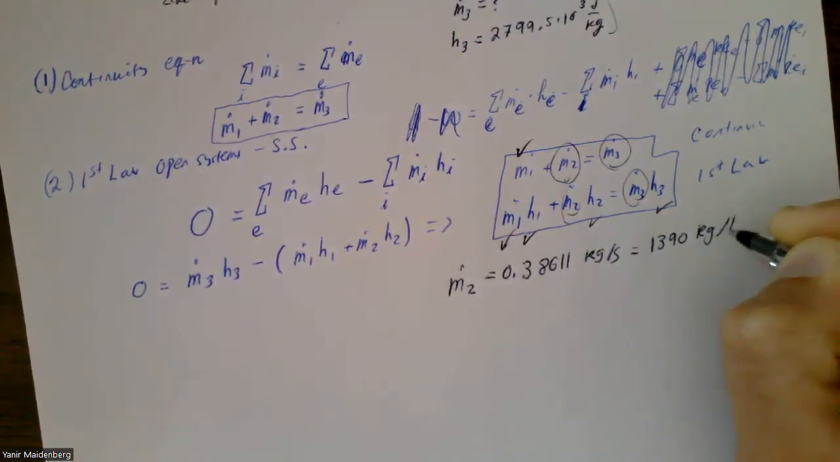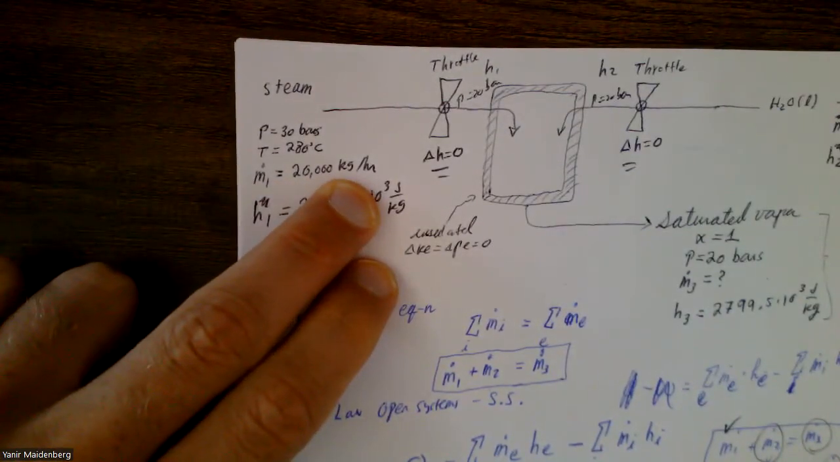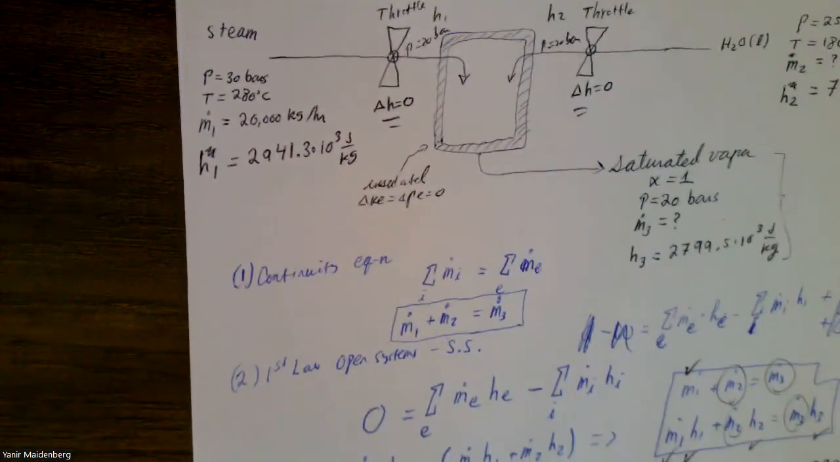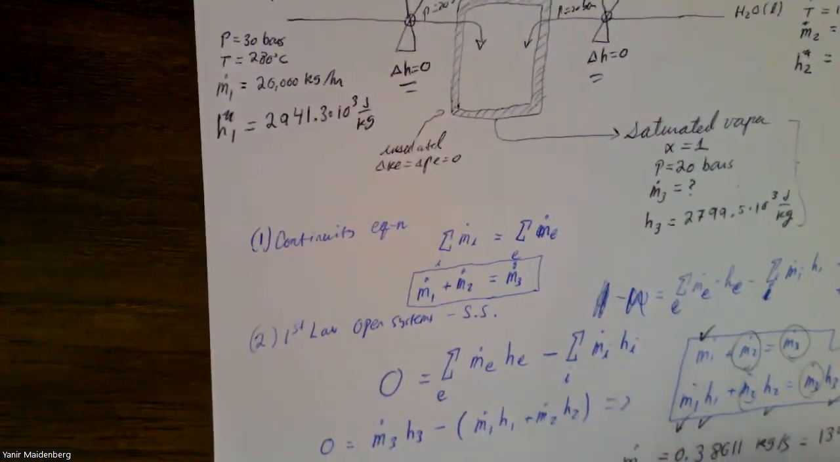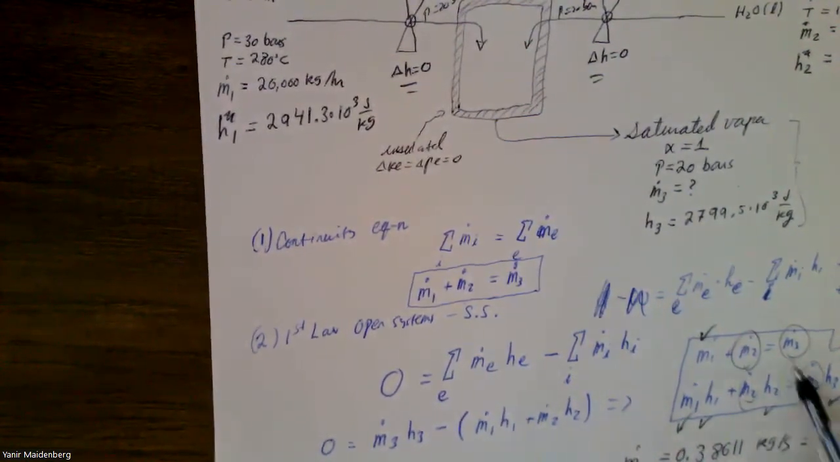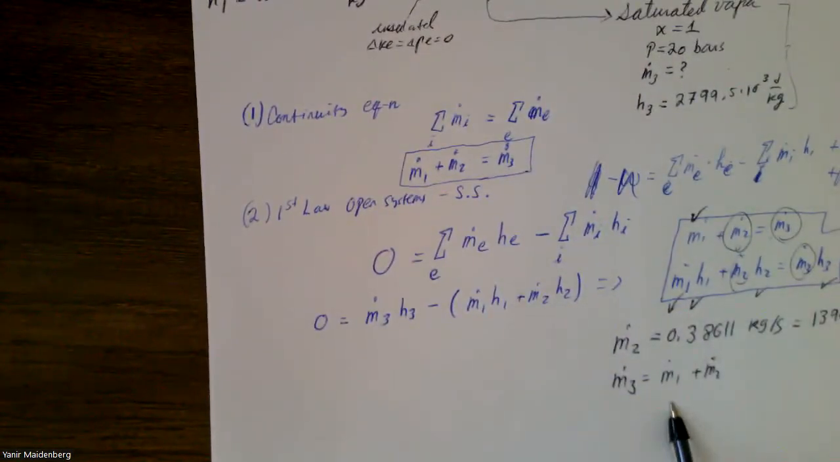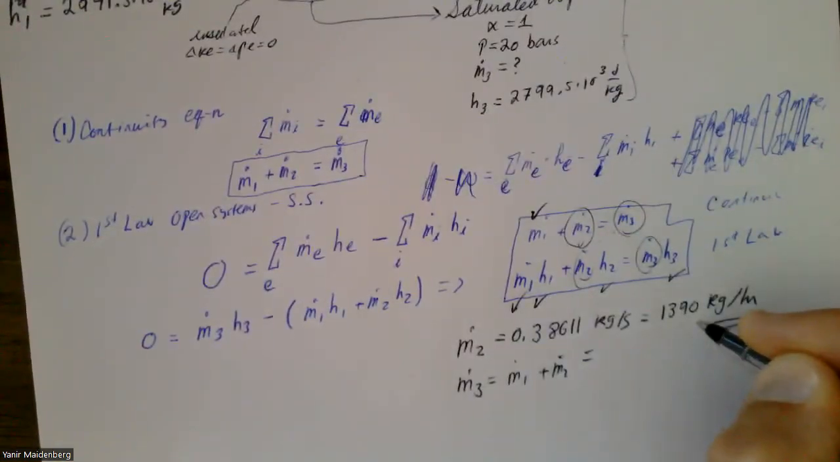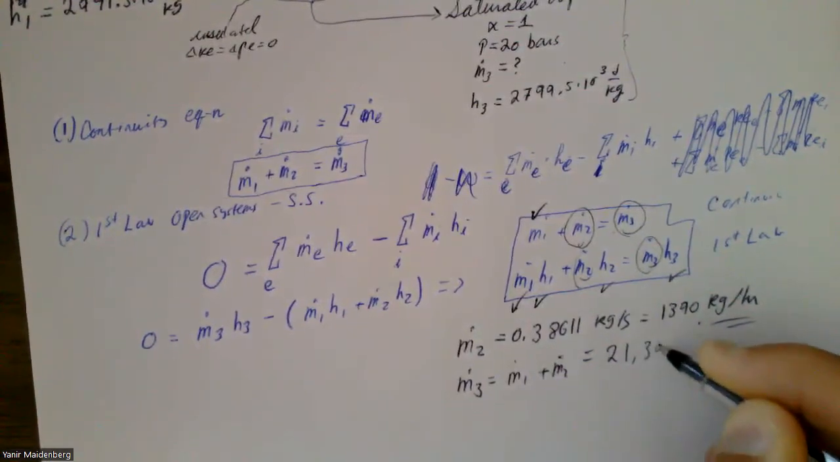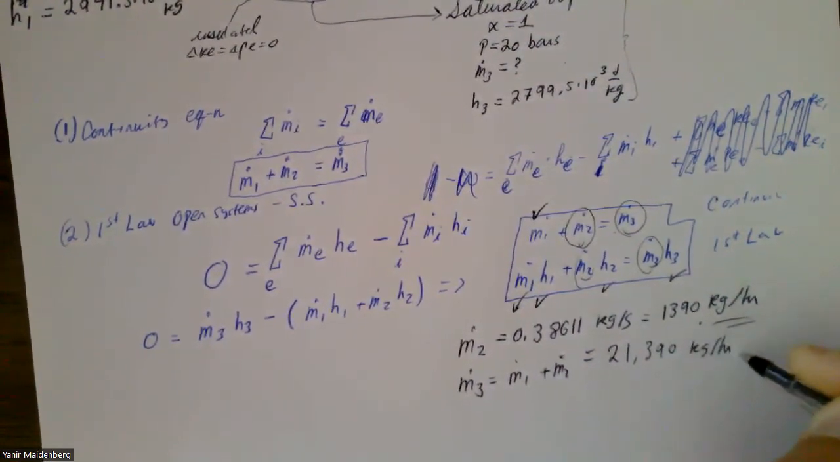kilograms per hour. Now, why did I do kilograms per hour? Because this initial one was given to me in kilograms per hour. So you probably should change that to kilograms per second before solving it, so everything works out, because you want to stay in SI, although I don't think it matters here. And then you can get M3, which is just the summation of M1 dot plus M2 dot. M3 is just a summation of these two. So it will be 1390 plus 20,000. It will be 21,390 kilograms per hour, since mass is conserved.